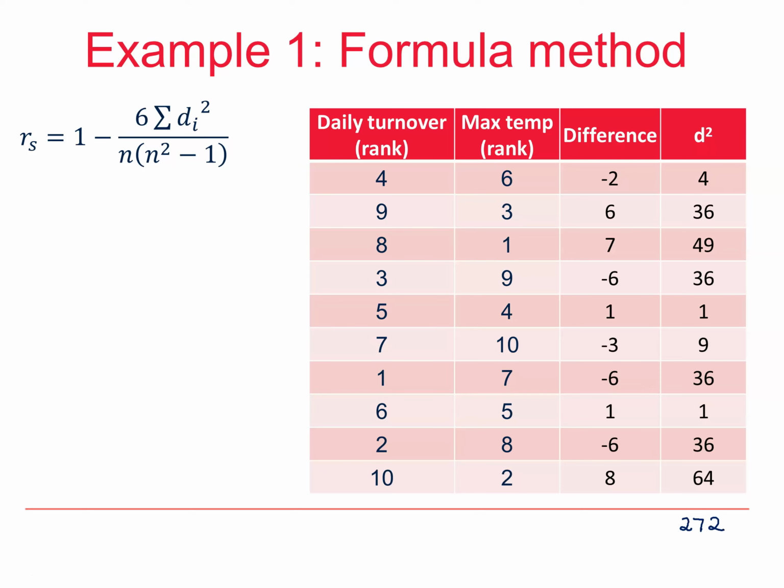n is 10, so substituting these into the formula, we get 1 minus 6 times 272 divided by 10 multiplied by 10 squared, which is 100, minus 1. And that comes out to be minus 0.6485 to 4 decimal places, which is of course the same as we got with the calculator.